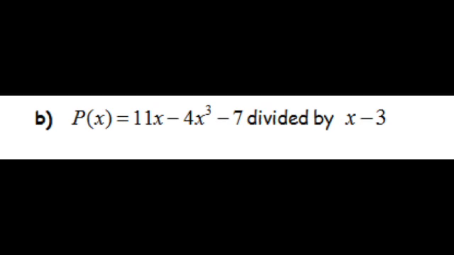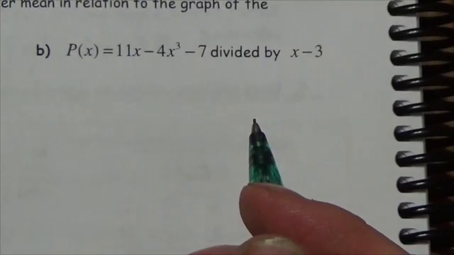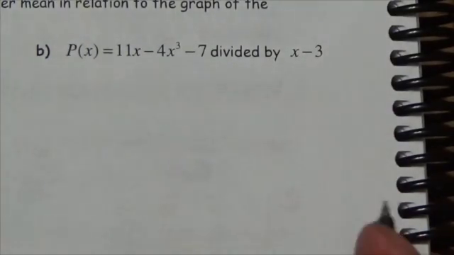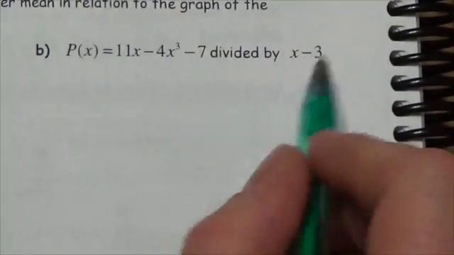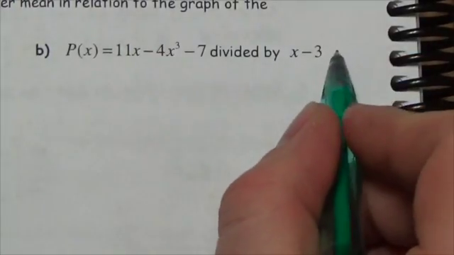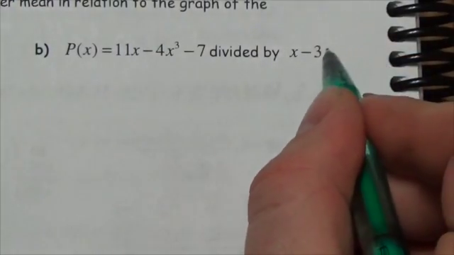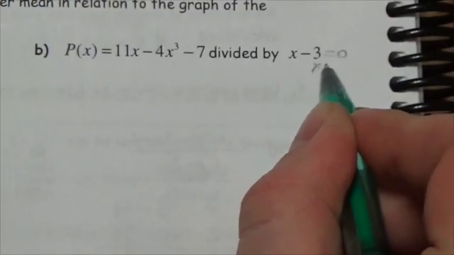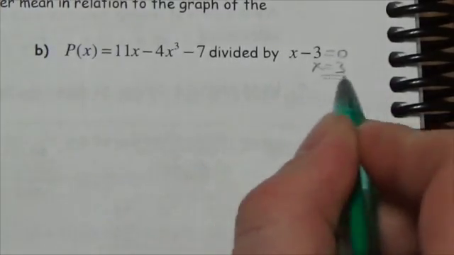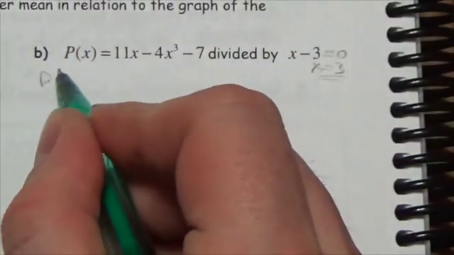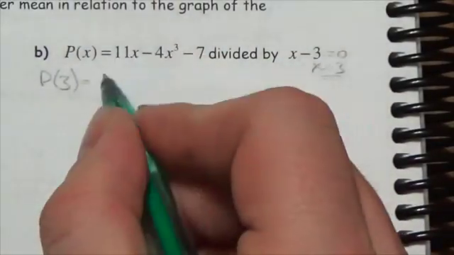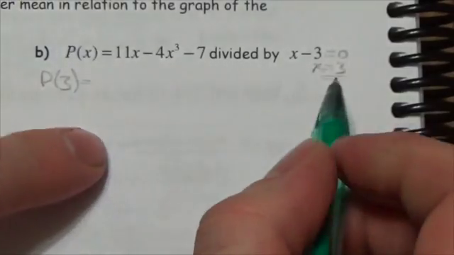The polynomial is 11x minus 4x cubed minus 7, and we're going to divide it by x minus 3. All right, this is the same question, but when we do this one here, we're going to use synthetic division, I think, this time. So I'm dividing by x minus 3. Now think about what number I'm going to plug into this. If this was equal to 0, solve for that, I'm going to get 3. If I plug 3 into my polynomial, that'll give me my remainder. So this will be p at 3.